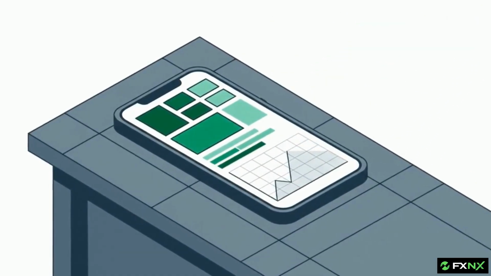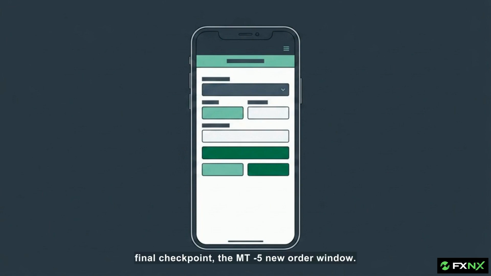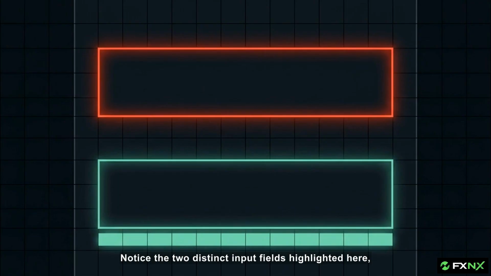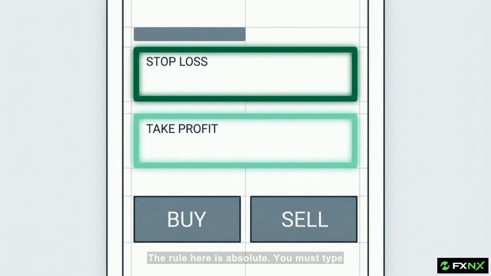price ever moves. With the math complete, we move to the final checkpoint, the MT5 new order window. Notice the two distinct input fields highlighted here, your stop loss and your take profit. The rule here is absolute. You must type in those pre-calculated data points before you ever tap the buy or sell button.